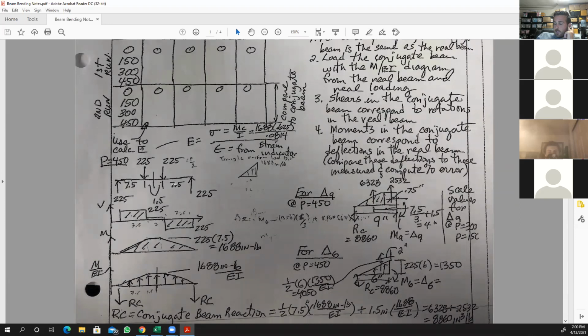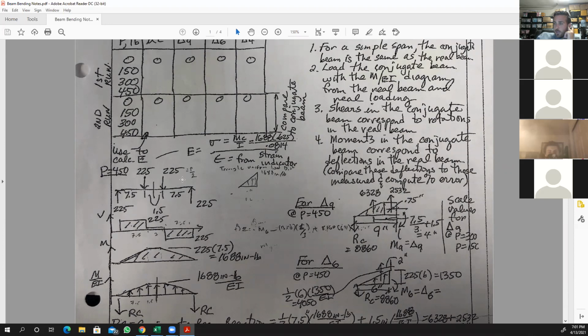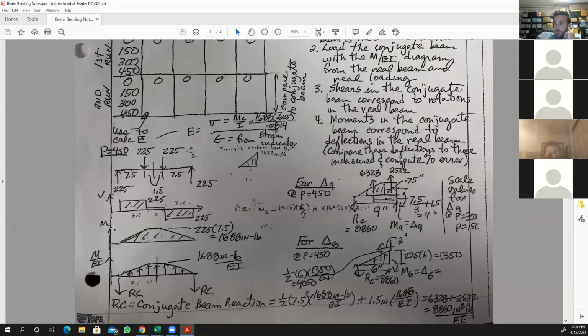You start with the free body diagram. This is for the 450 pound loading case. 450 divided by 2 is 225. You will have the equal and opposite forces at the support, 225 at the left and right hand support. And then you will calculate and draw your shear diagram. You will draw your moment diagram. These are the basics that you should know already.